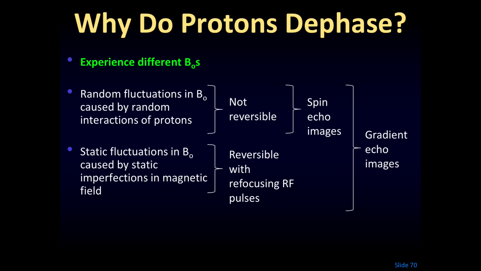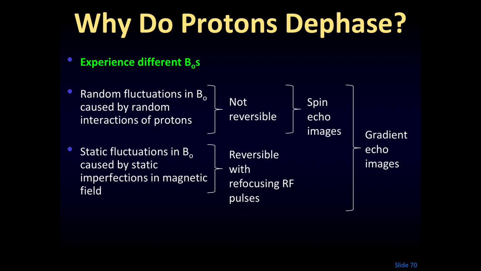Okay, so why do protons dephase? I mentioned that protons are dephasing. Why does this happen? We get dephasing for one reason and one reason only. The protons experience different magnetic fields. Remember the Larmor equation? The precession frequency of a proton is proportional to its magnetic field. So if every proton experiences a slightly different magnetic field, it will precess at a slightly different frequency. And if they're all precessing at slightly different frequencies, they eventually get out of phase with each other. Okay, so that's the key thing to remember from this slide. All sources of dephasing are because the protons are experiencing different magnetic fields.